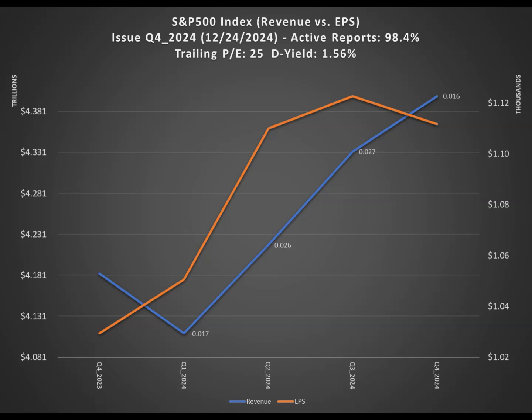3 of the 503 stocks list 2 classes of shares. They are Fox, ticker symbol FOX; News Corp, ticker symbol NWSA; Alphabet, ticker symbol GOOGL. Since the metrics for the companies are the same for both classes of shares, they are only counted once.